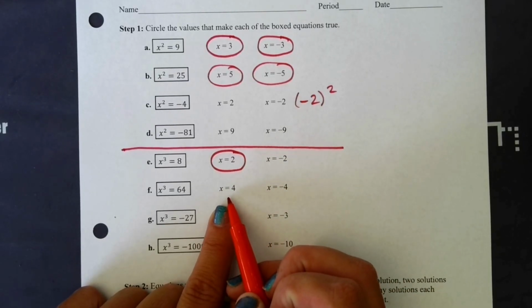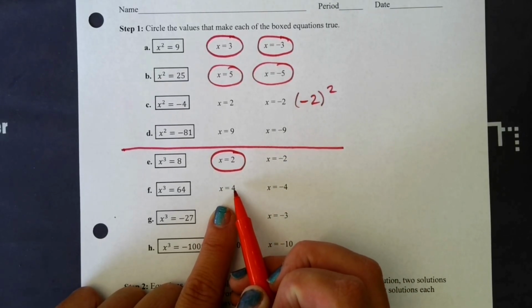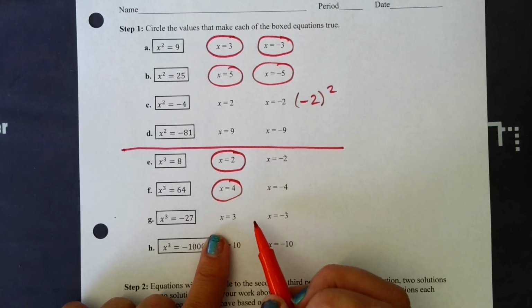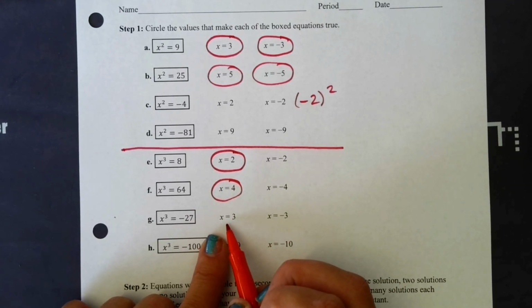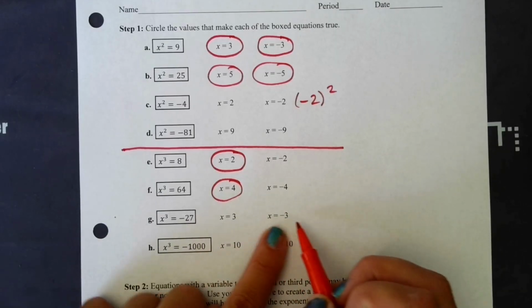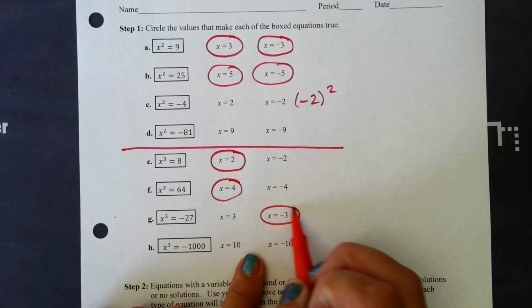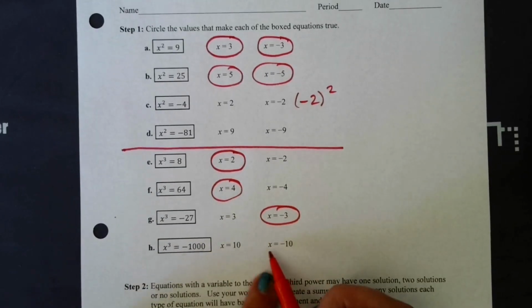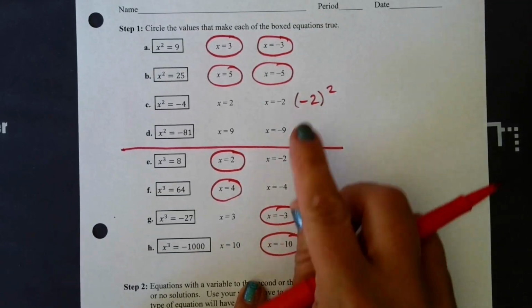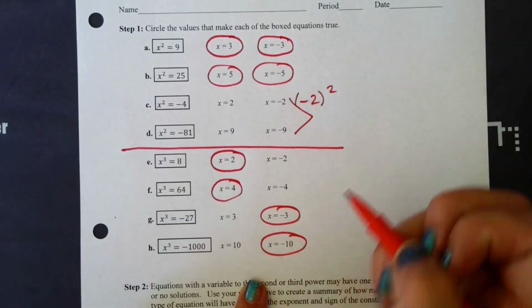F. Did 4 work? Yes. Did negative 4? No. For G, did 3 work? Did negative 3 work? Did 10 work? No. Did negative 10? Yes. Now, let's talk about these that didn't work.